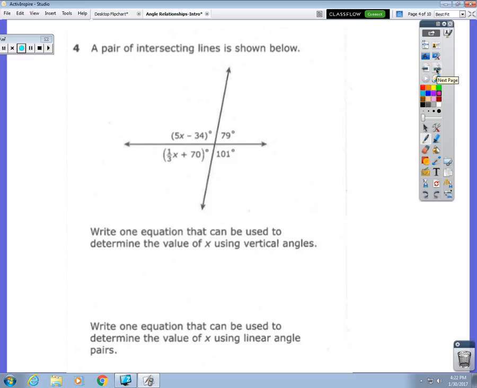Number 4, a pair of intersecting lines is shown below. Write one equation that could be used to determine the value of x using vertical angles. Vertical angles are opposite angles that are congruent, which means that they're equal. Okay, so we know we have opposite angles that are congruent. I know it says to write one equation. We're going to write 2.